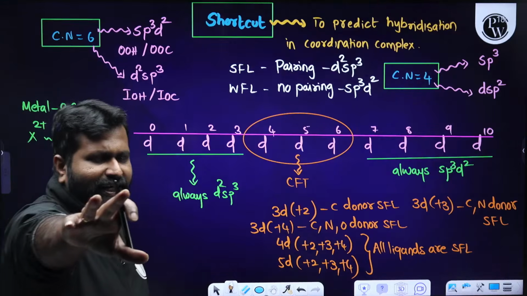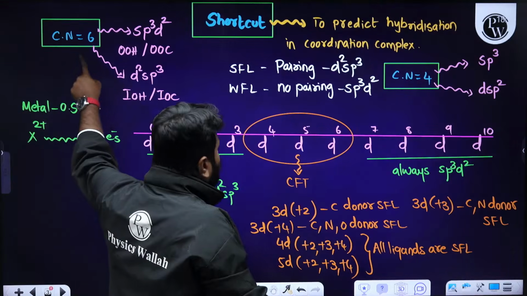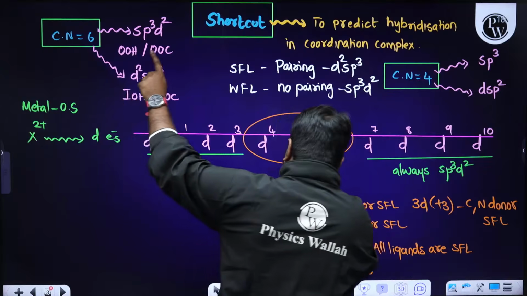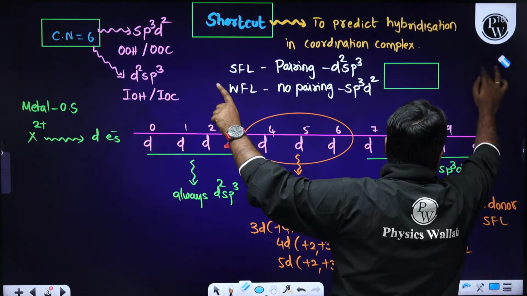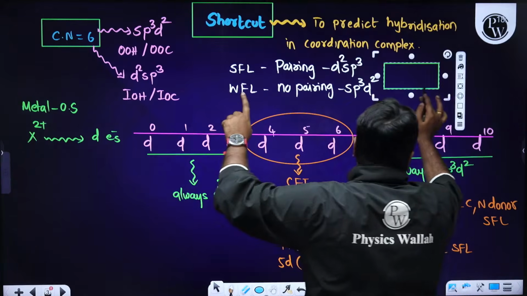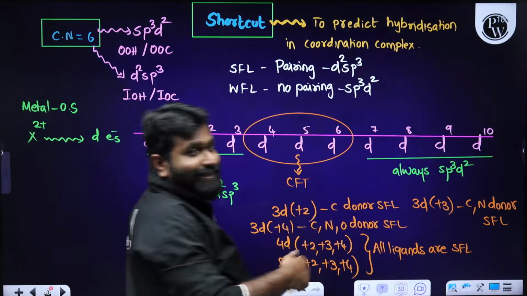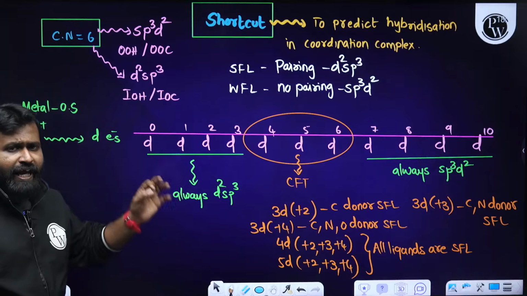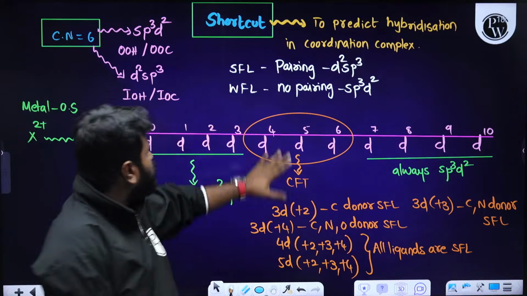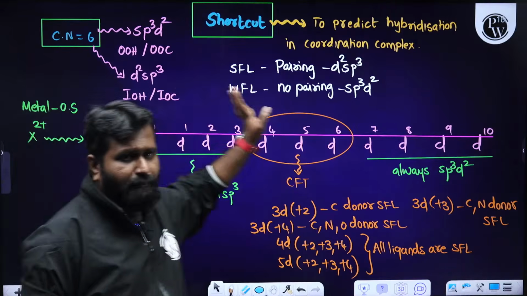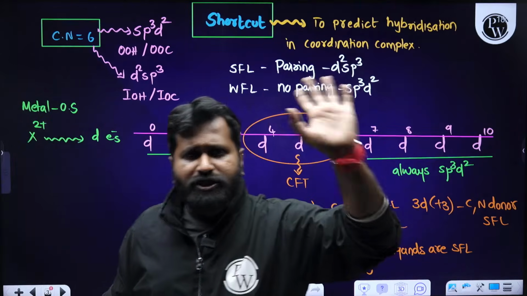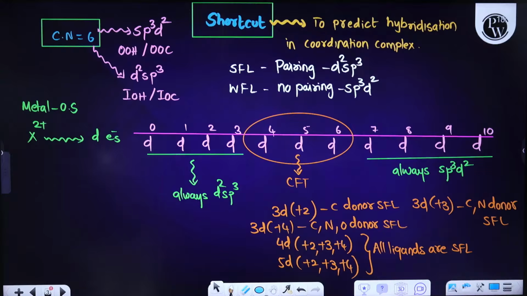Now, shall we try some questions with respect to coordination number 6? Don't worry, for coordination number 4, I will give the idea in the next page, because this page is completely occupied. Now, everyone understood how to solve hybridization-based questions when it comes to coordination number 6 complexes. Shall we try some questions now, my dear students?